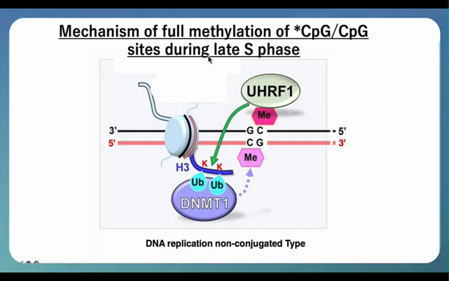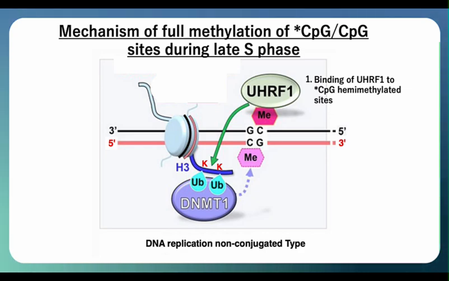There is a slight difference in the mechanism between early S phase and late S phase of DNA synthesis. First, let's discuss the non-replication coupled methylation that occurs in late S phase, which is not simultaneous with DNA replication. It would be simple and easy to understand if DNMT1 recognized hemimethylated sites and methylated DNA, but this is not the case.